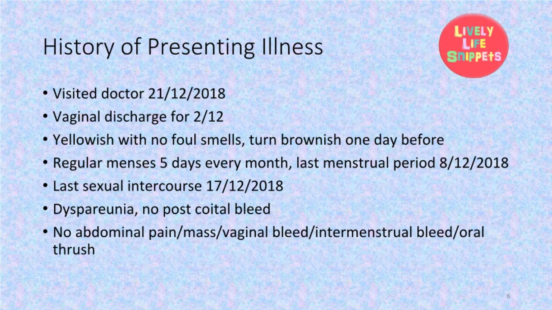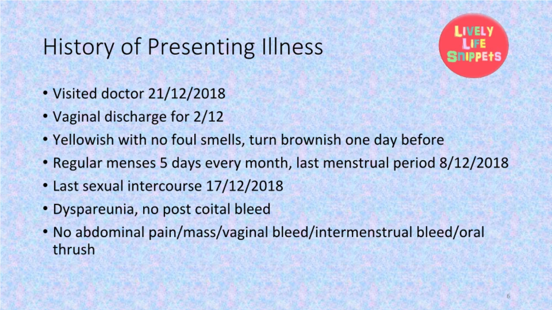She complained of vaginal discharge for 2 months. It had been yellowish with no foul smell, but turned brownish one day before, on the 20th of December 2018. She claimed to have regular menses, 5 days every month, and her last menstrual period was on the 12th of August 2018. Her last sexual intercourse was on the 17th of December 2018 and was painful but with no post-coital bleed.